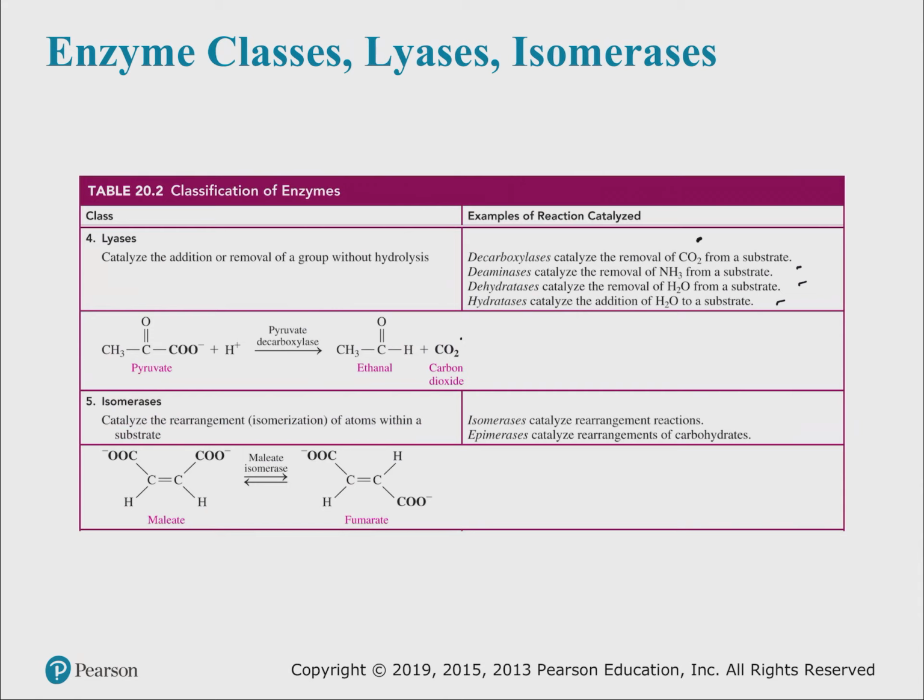Pyruvate decarboxylase, this is an important reaction. We can get pyruvate from a glucose molecule. Pyruvate can undergo a reaction here, and we can lose a CO2 molecule and convert pyruvate into a 2-carbon acetaldehyde. So in this case, it removed the carbon dioxide group. It was a decarboxylase.